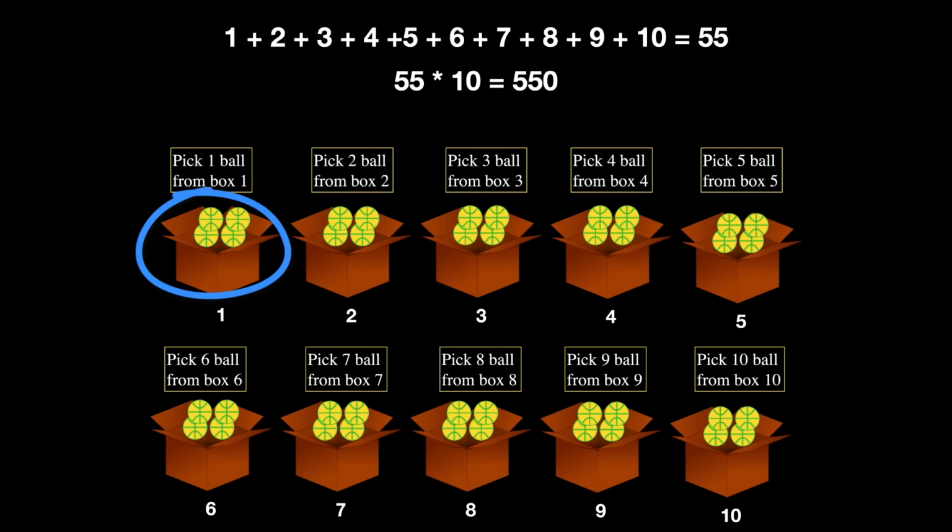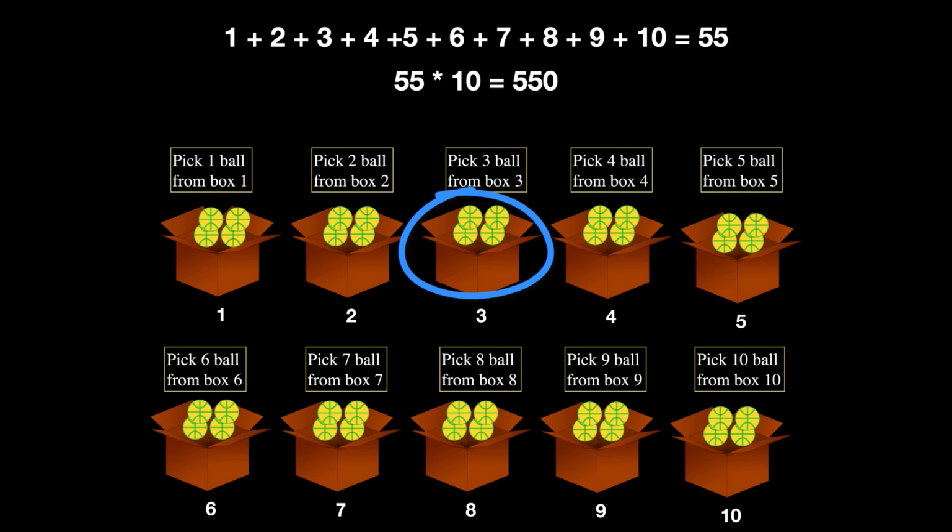If box 1 has defective balls, then the total weight should be 1 gram less than expected. It is because only one ball weighs 9 grams. If box 2 has defective balls, then the total weight should be 2 grams less than expected. It is because 2 balls weigh 9 grams. Similarly, if box 3 has defective balls, then the total weight should be 3 grams less than expected. It is because 3 balls weigh 9 grams.